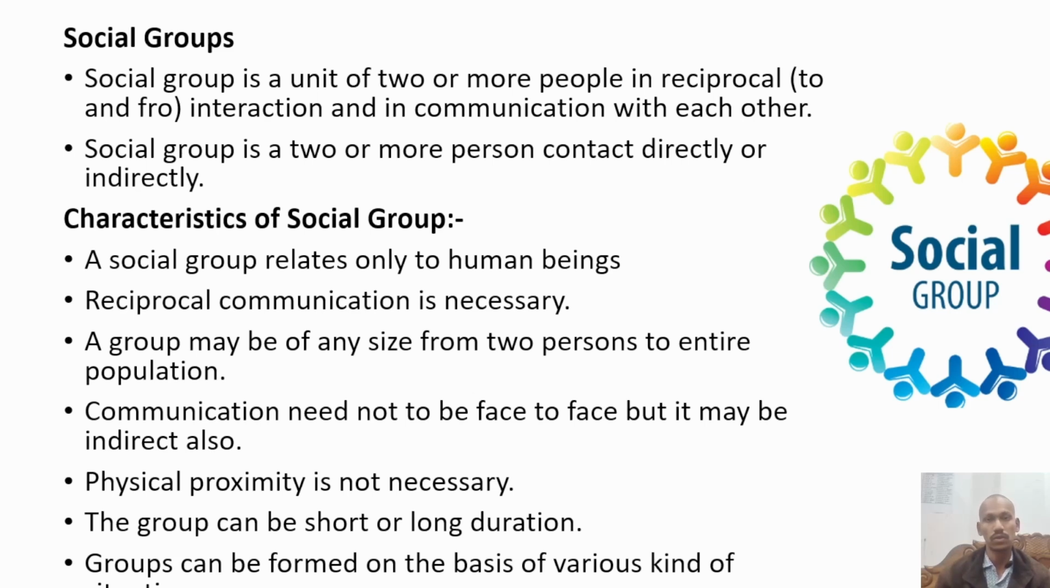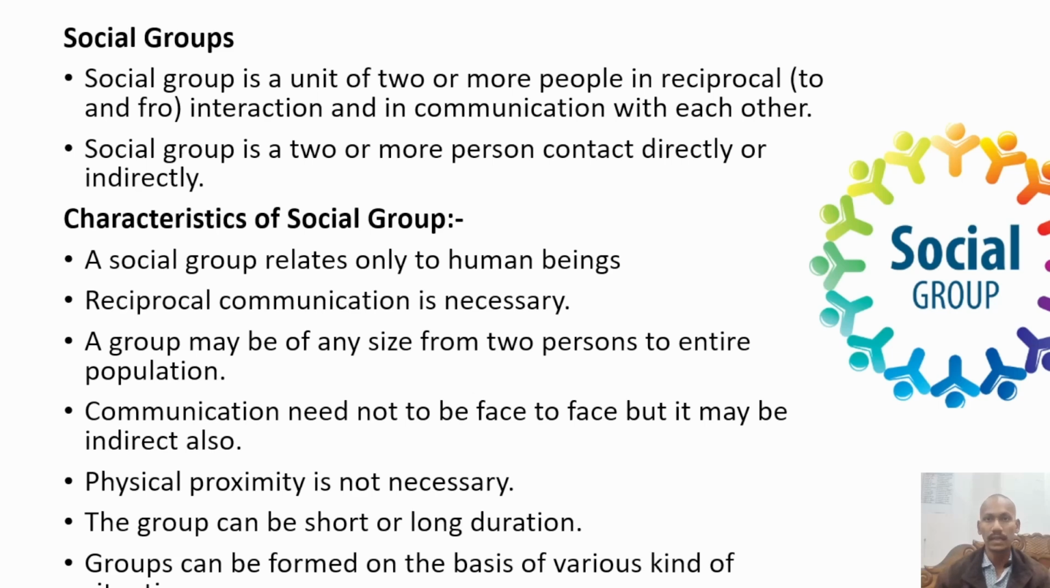So what is a social group? It is a unit of two or more people who are in a reciprocal interaction with each other and also communicating with each other. Another definition would be that a social group is two or more people in contact directly or indirectly. Two or more people who are in contact directly or indirectly are also called a social group.